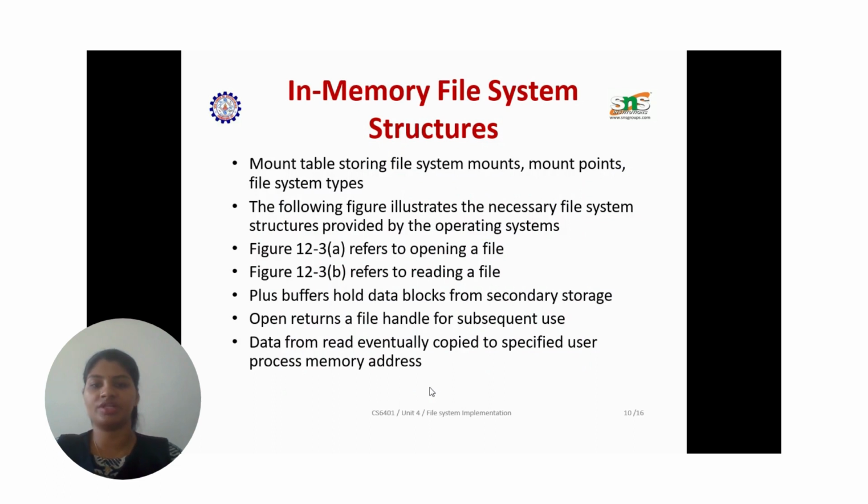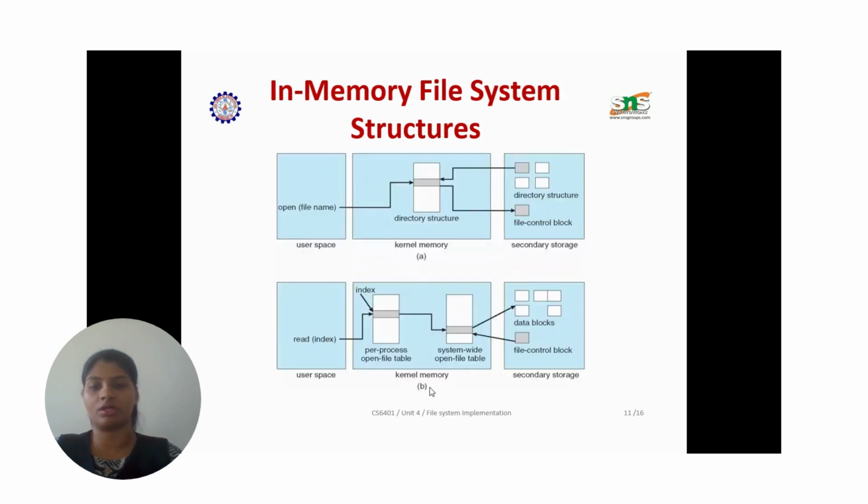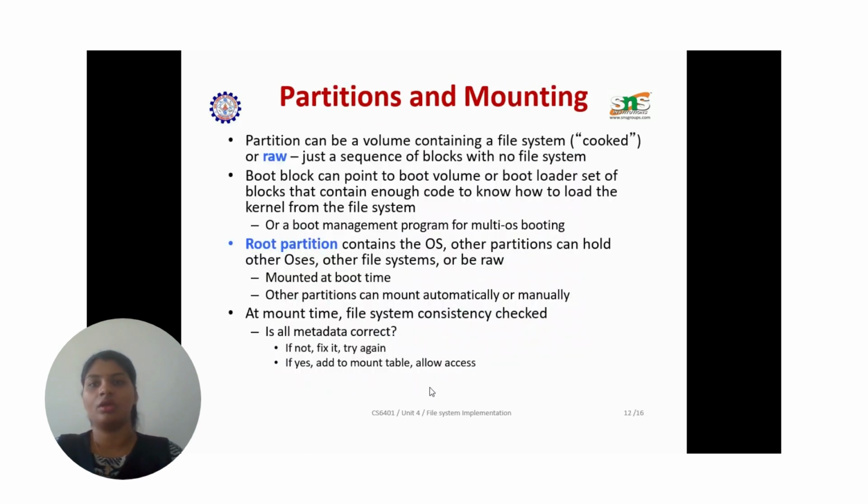Then the buffer holds data blocks from secondary storage. Open returns a file handle for subsequent use. Data from read is eventually copied to the specified user process memory address.